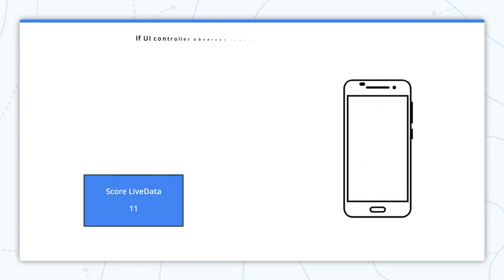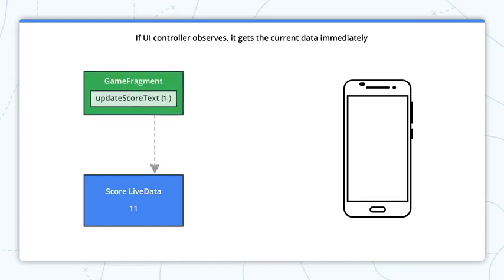Next, if the live data already exists with some data and a new UI controller starts to observe it, it'll get the current data immediately.